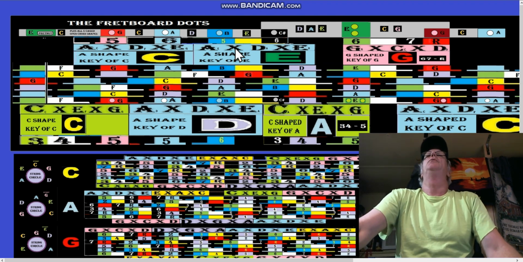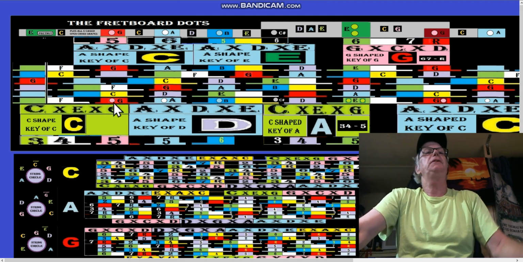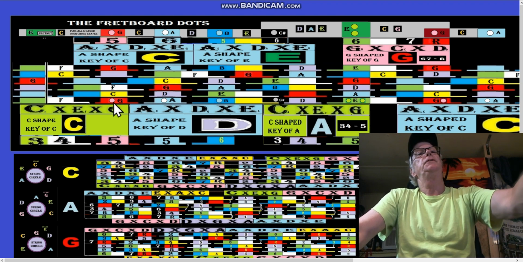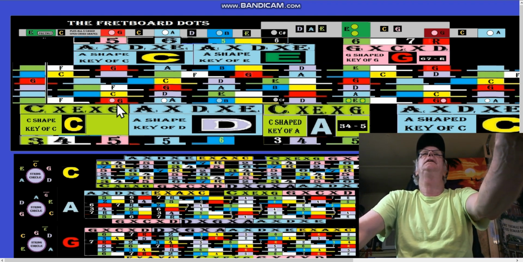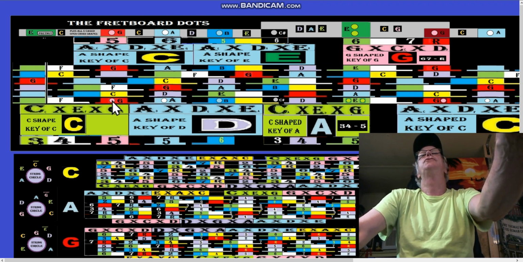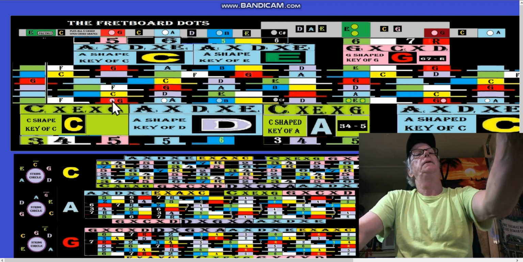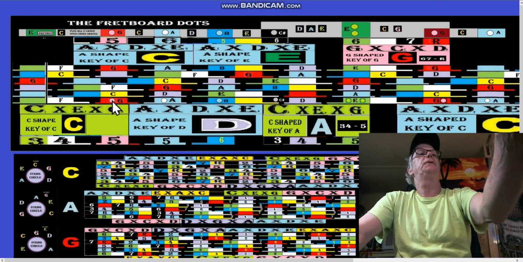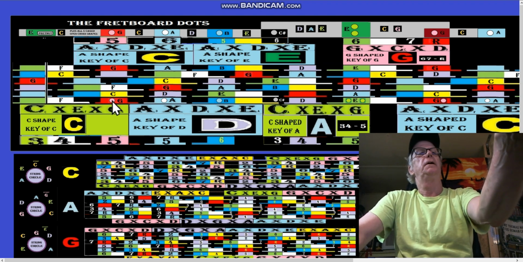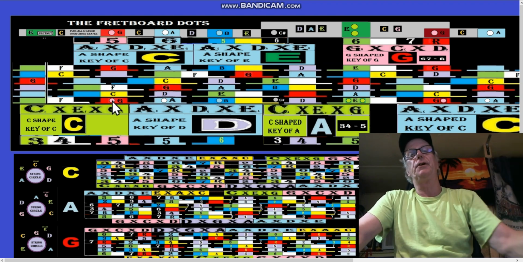And which dot would that be? That dot would be the G dot. Okay, because in the key of E flat, G is the only note in E flat that lands on a dot. There's no other note in the E flat scale that lands on a dot except G. And that would be its Phrygian third.